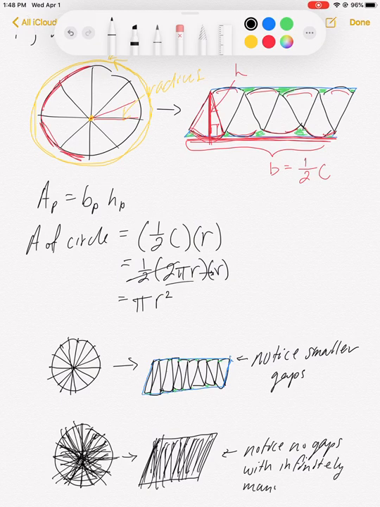Infinitely many slices become lines, and they become not lines but segments. Then they will actually fill up the parallelogram to become a complete parallelogram. So this method works not only geometrically but numerically as well. Okay, area of a circle, pi r squared.